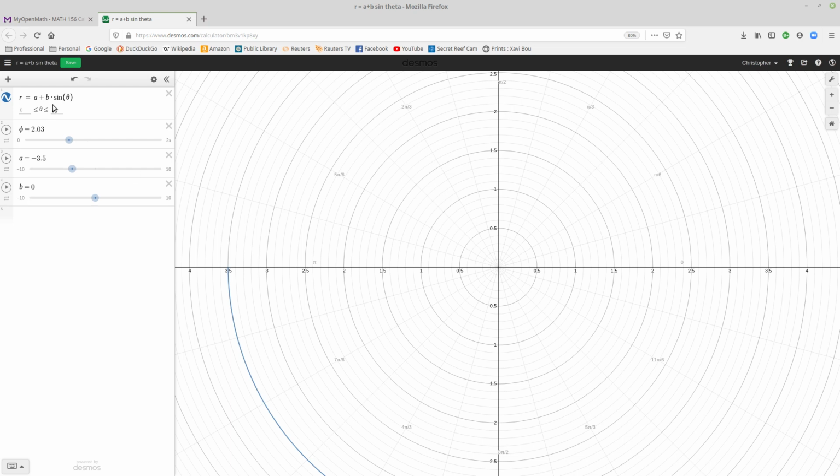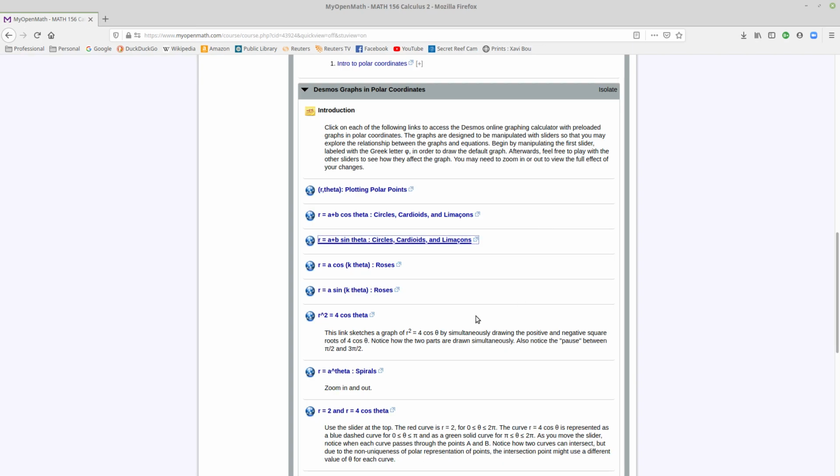Okay, well otherwise this is going to be the same as what we saw previously. So let's actually leave this for now and move on to some other graphs. So down here we have roses. I think I'll just do one of those now that you've learned the difference between the cosine and the sine effect on the graph. So let's just pick the sine one here.